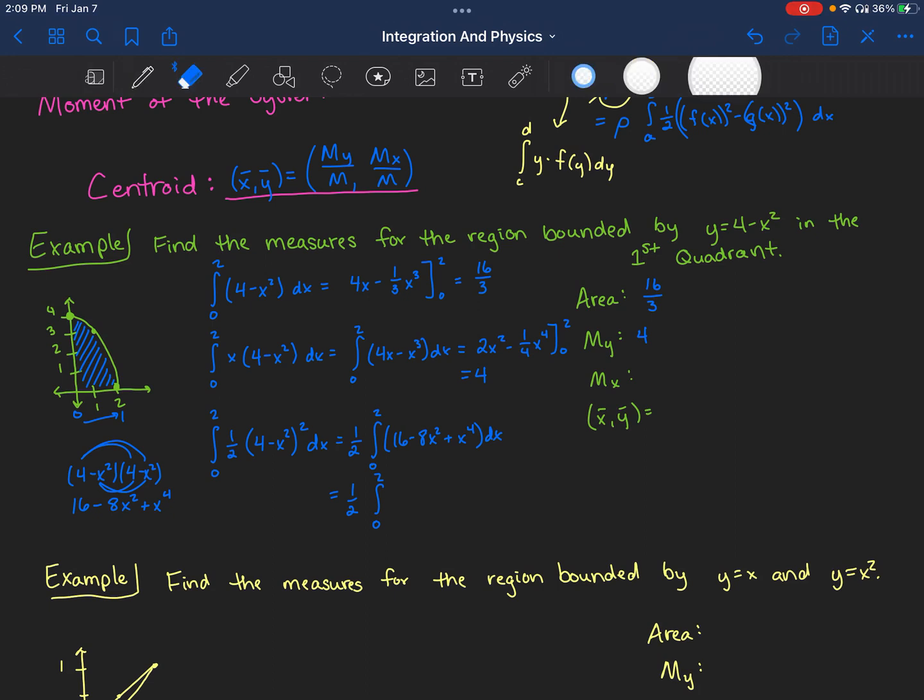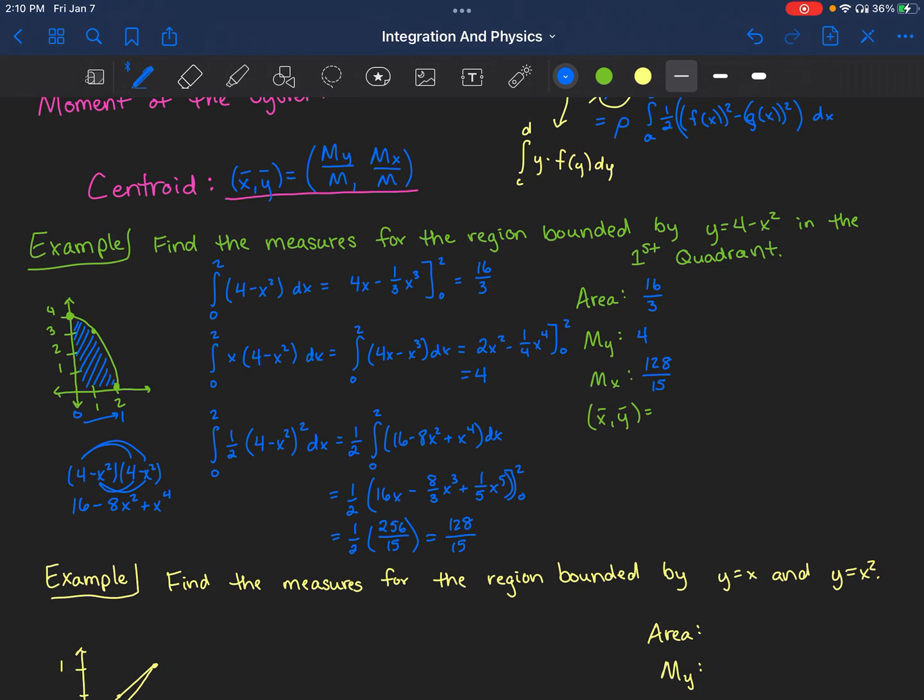So that's going to give me, I'm going to erase that. 16's integral is going to be 16x minus 8/3 x cubed plus 1/5 x to the 5th. And we're evaluating from 0 to 2. There's no real point in plugging in the 0. So let's see, if I do 1/2 of whatever that is, 16 times 2 minus 8/3 times 2 cubed plus 1/5 times 2 to the 5th is going to give me 256 over 15. That's a really big number. And if I divide that by 2, I get 128 over 15. All right, so that's my m sub x value, my moment of the system about the x-axis.